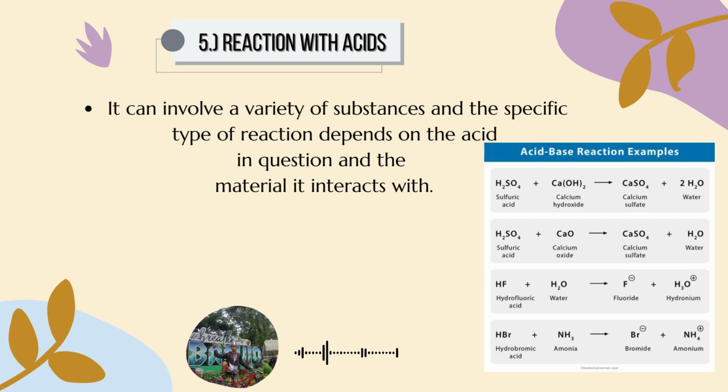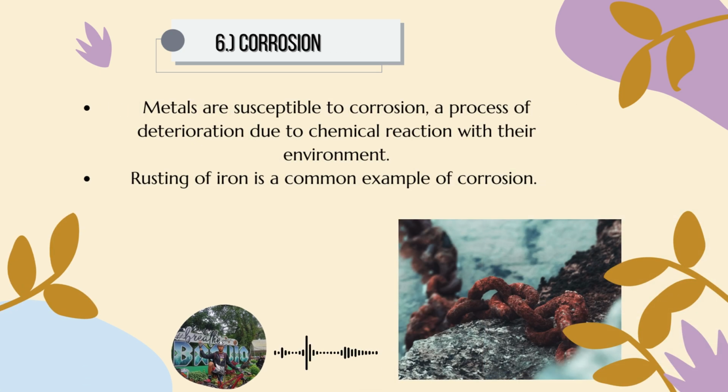Here are some key points about corrosion. Number 1. Uniform corrosion. This is the most common type, where corrosion occurs evenly across a surface. An example is the rusting of iron, where iron reacts with oxygen and water to form iron oxide.